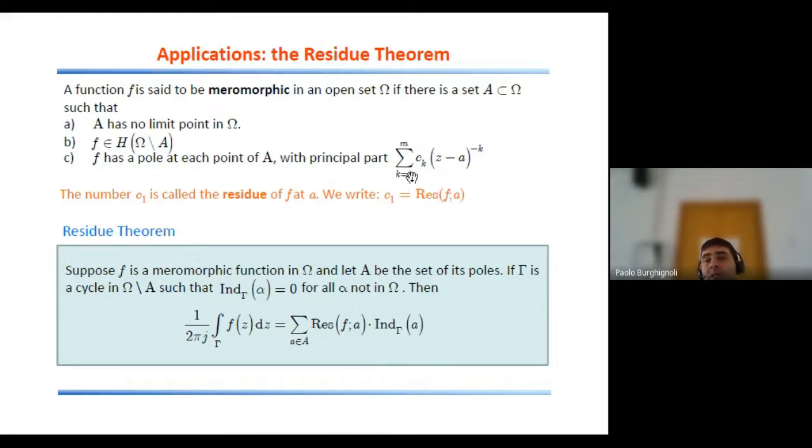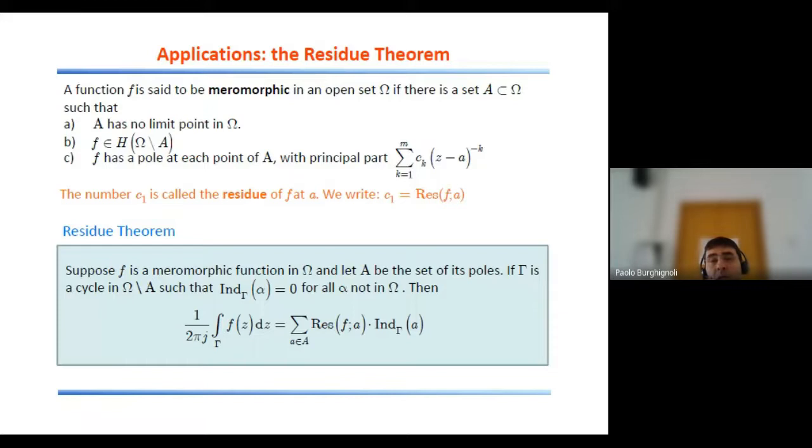The principal part is the linear combination, with coefficients c sub k, of the inverse monomials (z minus a) to the minus k. The number c sub 1, in particular, among those coefficients is the most important one, and it's called the residue of the function f at the pole singularity located at a. And we will write c sub 1 is equal to the residue of the function f; a, which reminds us what pole we are referring to. Each pole has its own residue, and different poles will in general have different residues. It is also possible that the residue is equal to 0.